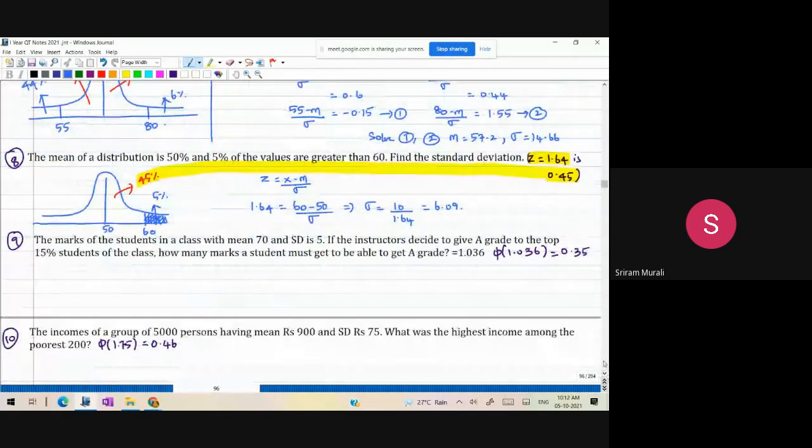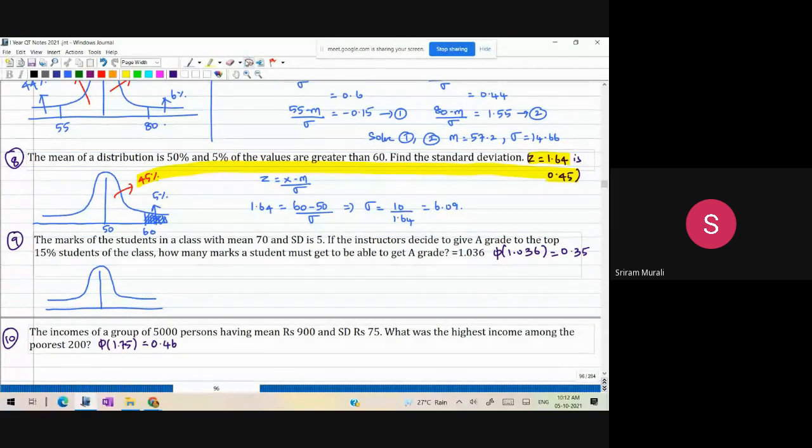Now you read this question. Marks of the students in a class, with a mean 70, SD 5. The instructor is desired to give a grade A. Grade A will come in the right hand side, for the top 15 students. I mean 15%.